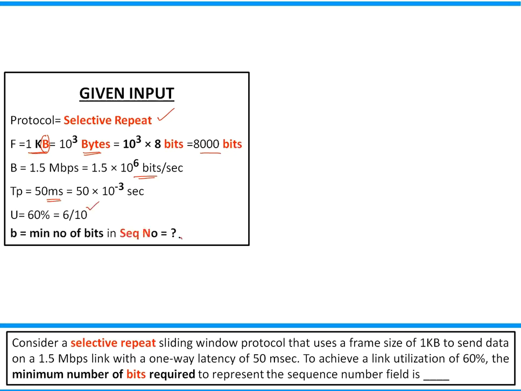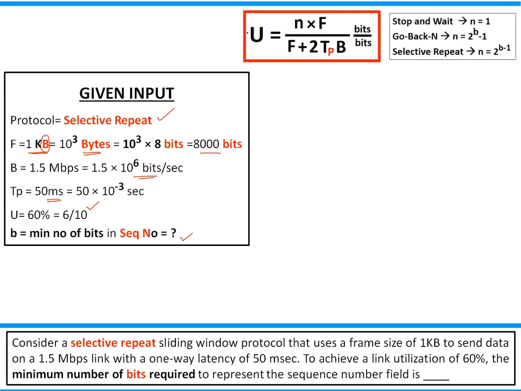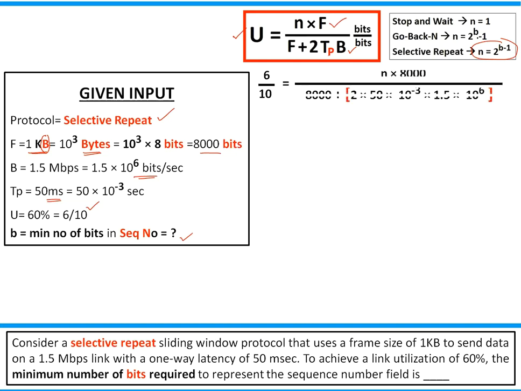b is equal to minimum number of bits. Ultimately, formula will be same. U is equal to n into f by f plus 2tp into b. With respect to selective repeat, you have to go for n is equal to 2 power b by 2 or 2 power b minus 1. So please substitute everything in the formula.